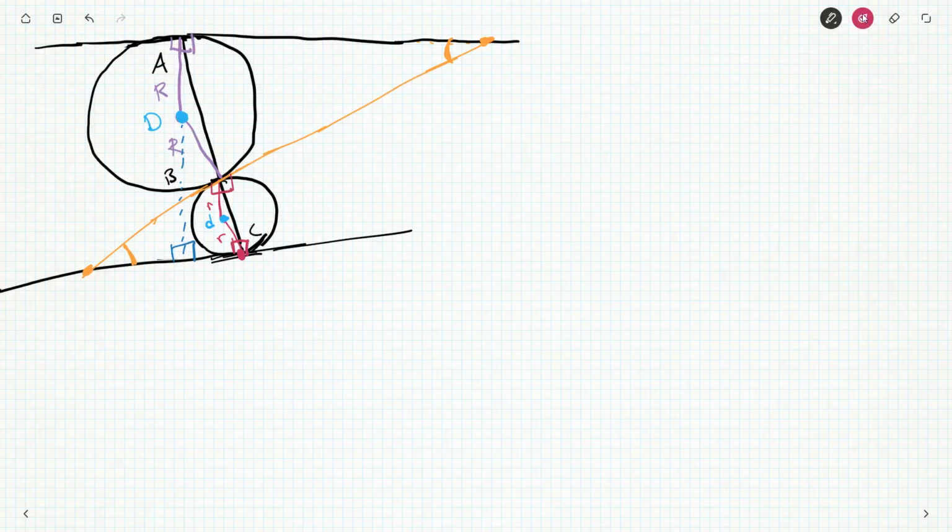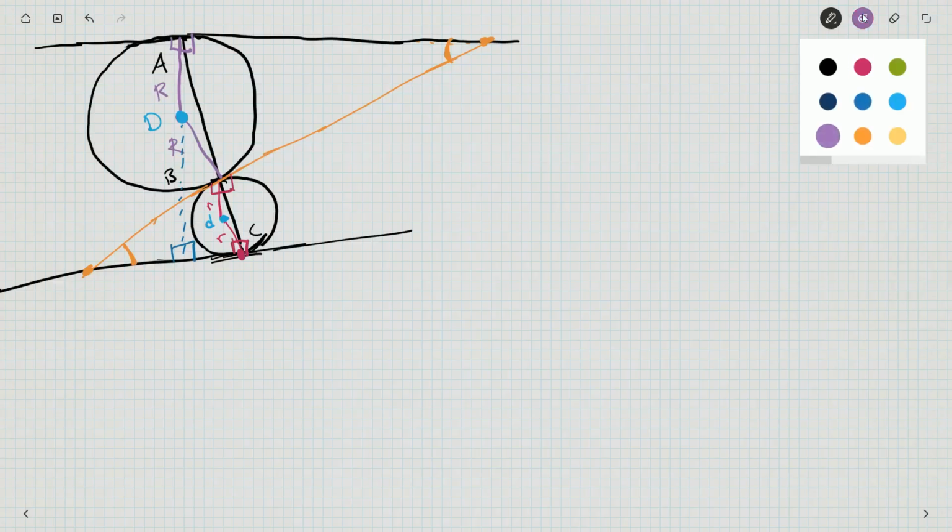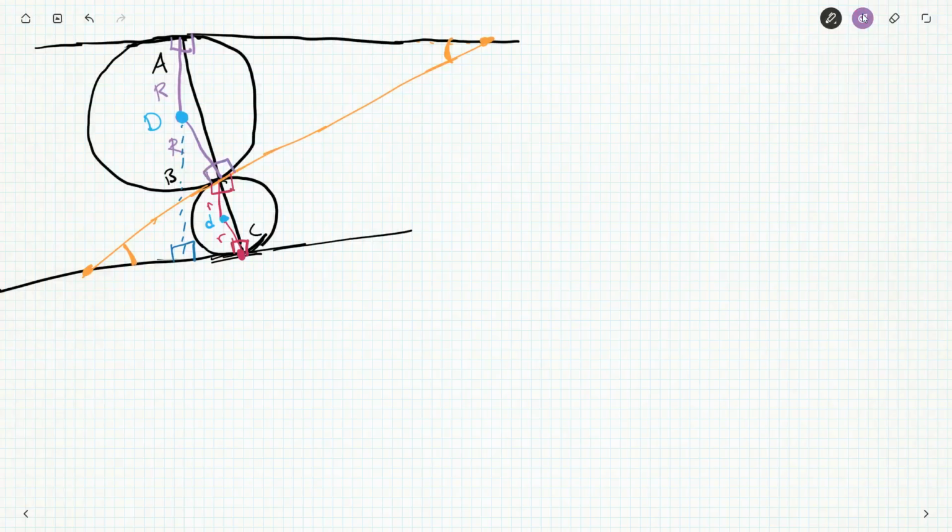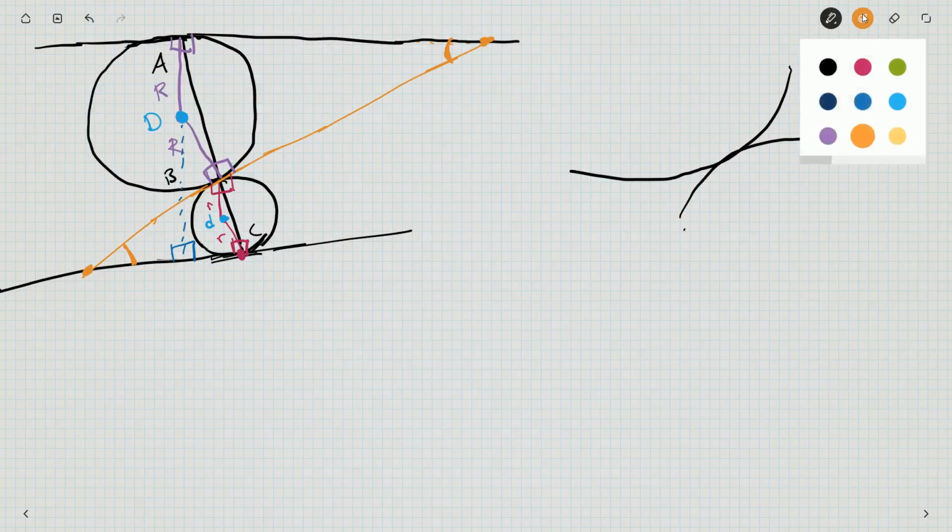We also would have a right angle there and a right angle here. Those are the points of tangency just fine there. What to do? What to do? Well, I'm going to enlarge the area around B just for a moment.